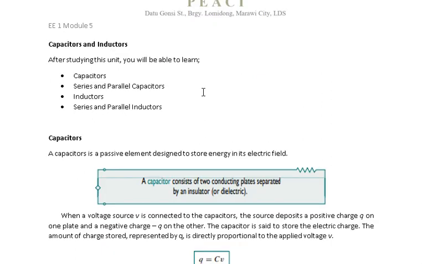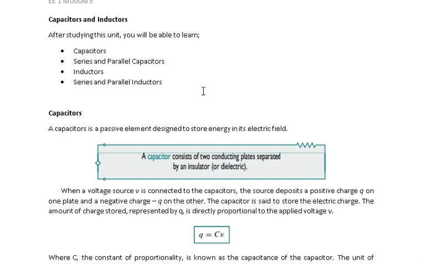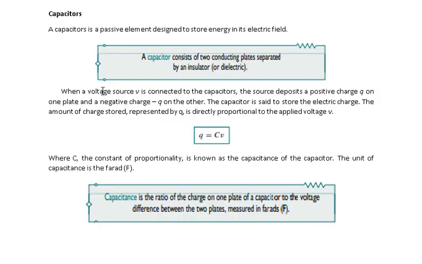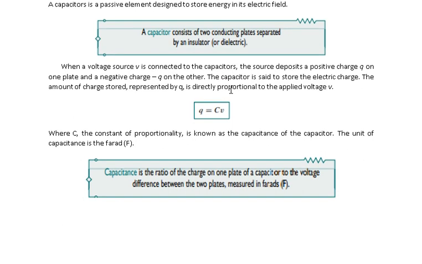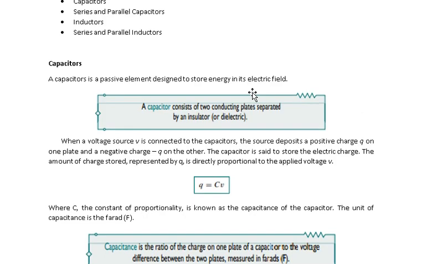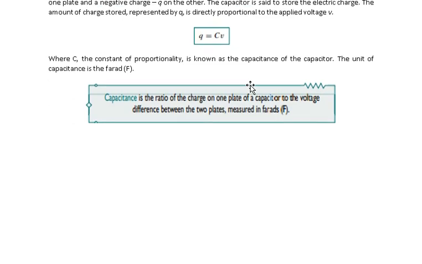So what are the characteristics and uses of these circuit elements? We have here the capacitor. A capacitor consists of conducting plates separated by insulators or dielectric. Usually that dielectric is either air or a dielectric material. Usually they use air because it has multi-purpose applications.